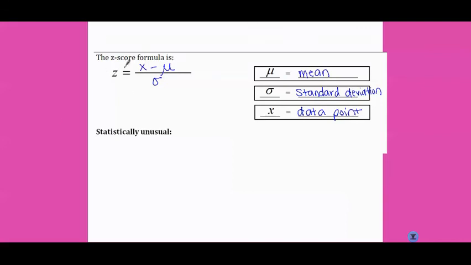What we can use z-scores for is if something's statistically unusual, if we're not expecting something to happen. This is if the z-score is more than plus or minus 2 from the mean. So if it's more than 2 standard deviations, either above or below the mean, it's statistically unusual.